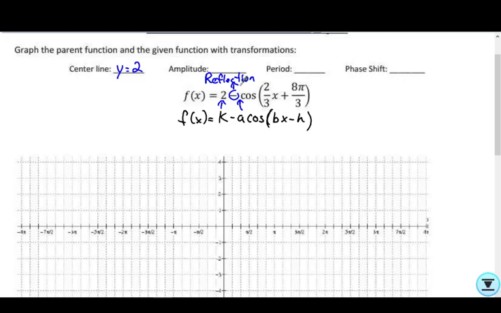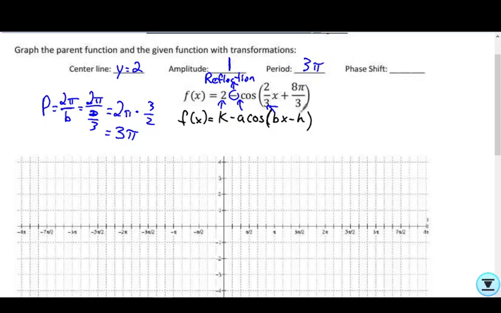This is my B. So I definitely have a change in period. So period is 2 pi over B. So this is 2 pi over 2/3, or 2 pi times 3 over 2, which means my period is 3 pi. So our amplitude is 1.